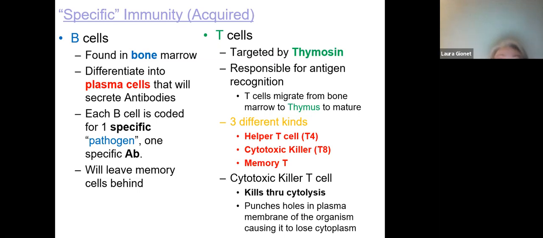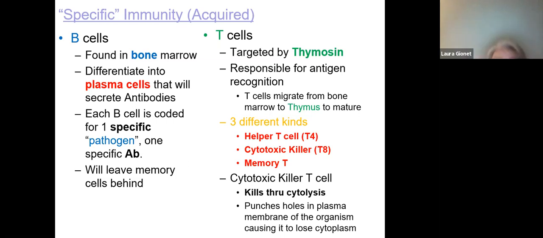T cells are targeted by the hormone thymosin from the thymus gland. That stimulates their maturation or immunocompetence. They're responsible for antigen recognition, especially the T4s. T cells migrate from the bone marrow to the thymus to mature. We have three major types. We have the helper T cells, which receive, that communicate with the antigen presenting cells.